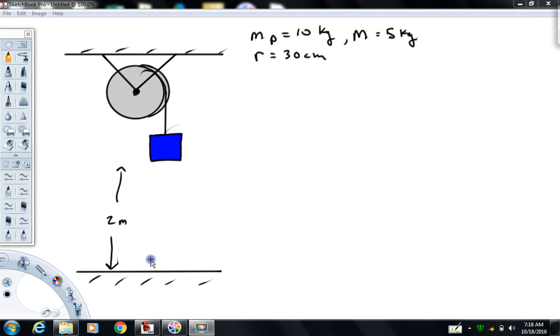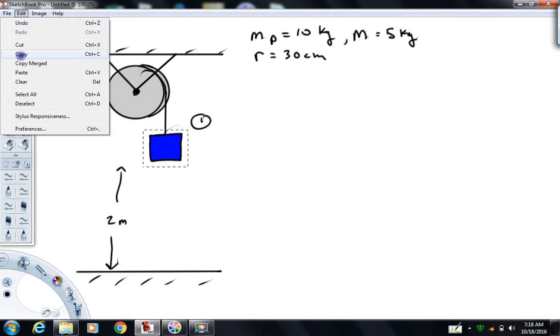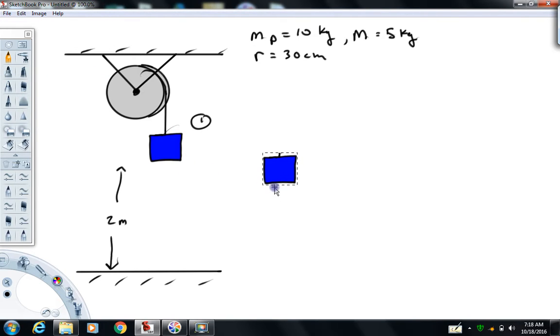When you're applying the work energy theorem, you always want to draw the system at the two different states. So I'm going to call this state 1. State 1, the system starts from rest, and this blue mass is 2 meters off the ground. State 2 is going to be just before the blue mass hits the ground. And I'm going to go ahead and copy it. So that's going to be my state 2.